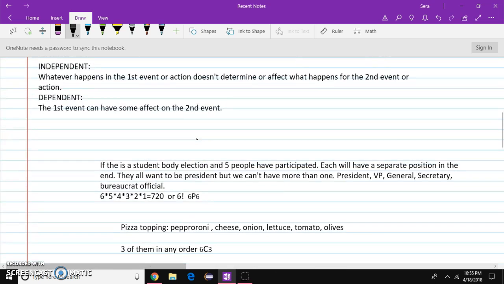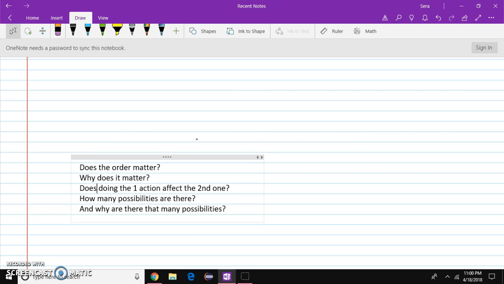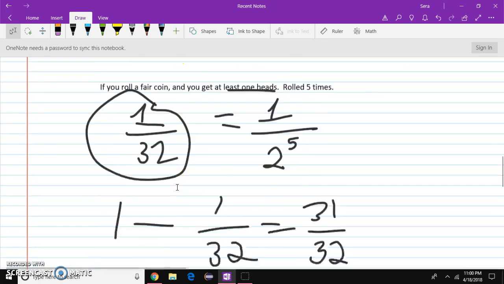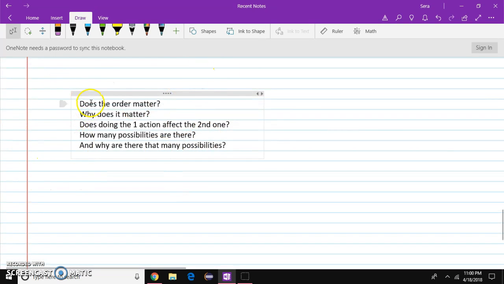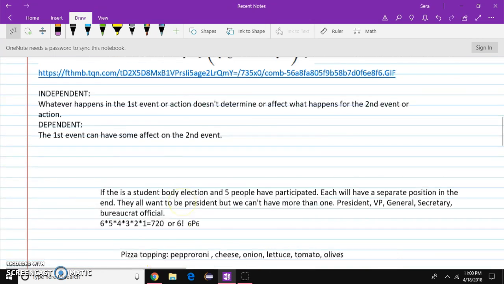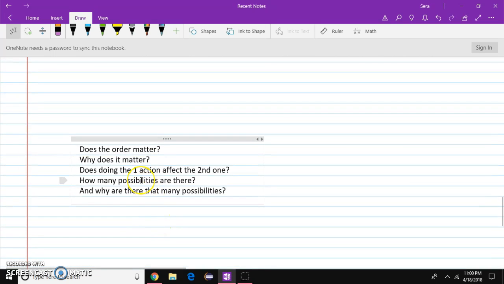And another thing I wanted to introduce before I ended this video is that when you think about a combination or a permutation, always think about how it is applied. Think about how the question applies it. So I have 5 questions down here. Does the order matter? Why does it matter? Does action 1 affect action 2? How many possibilities are there? And why are there that many possibilities? These quick questions, I just wrote them down ahead of time. But these 5 questions should always be in your mind when you solve a question related to probability.